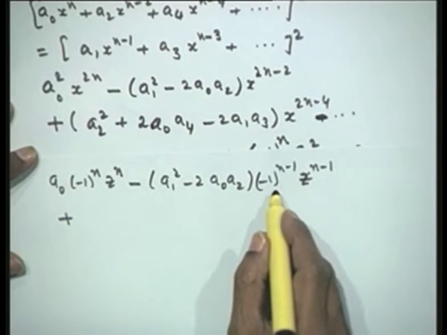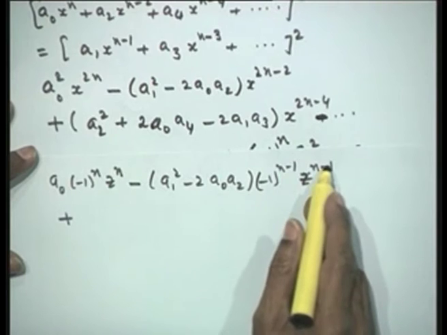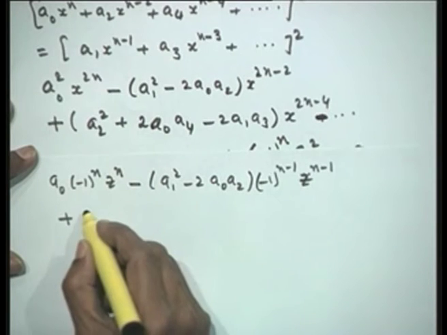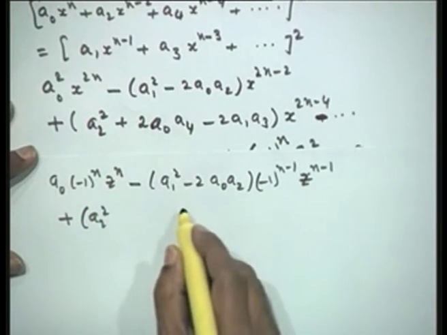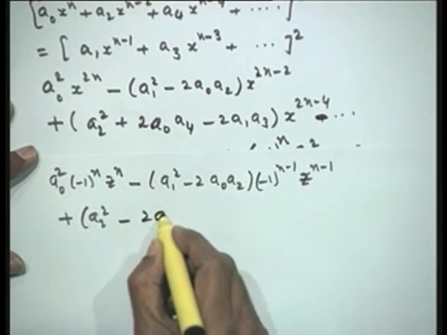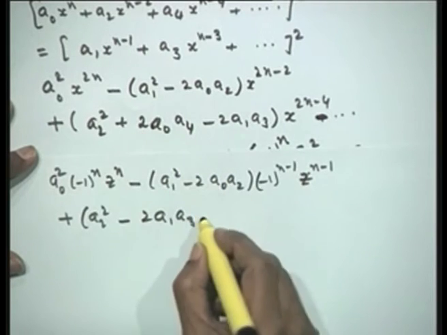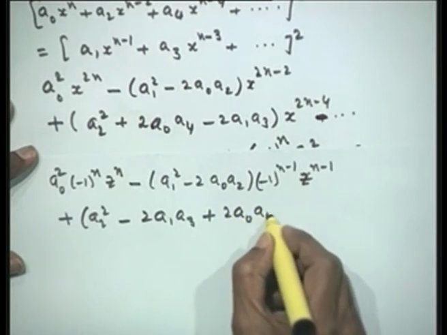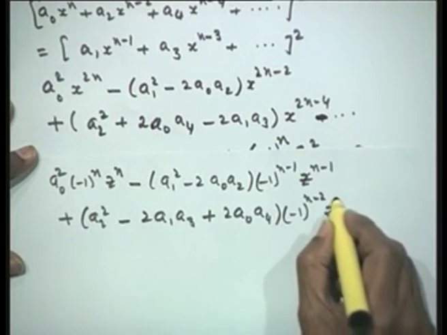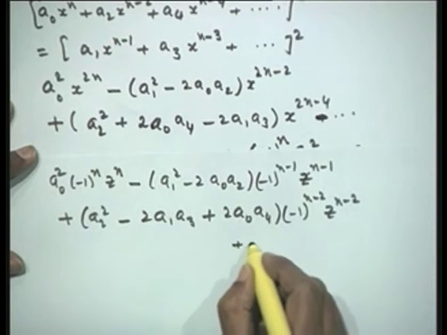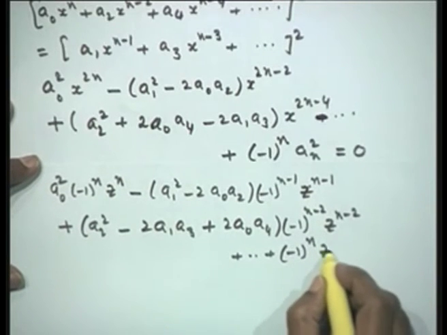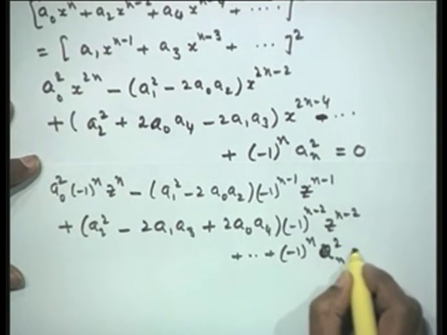This is minus 1 to the power of n minus 1 z to the power of n minus 1 times a1 square minus 2 a naught a2. So the next term will be a2 square minus twice a1 a3 plus twice a naught a4, with minus 1 to the power of n minus 2 z to the power of n minus 2, plus and so on, minus 1 to the power of n a n square is equal to 0.